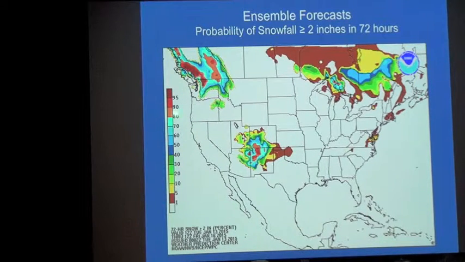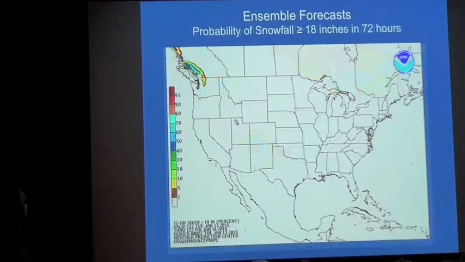Down around the Four Corners, also very high probability of at least getting 2 inches. 2 inches is nothing. Let's get to the real stuff. What's the probability of getting 18 inches or more in 72 hours? And the only place right now that has any potential would be Whistler.